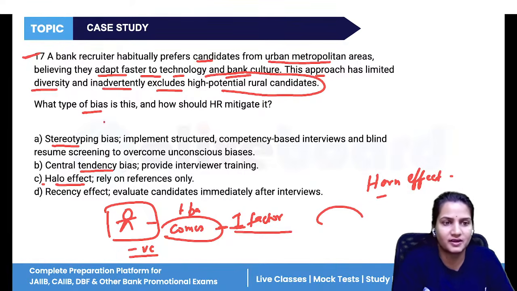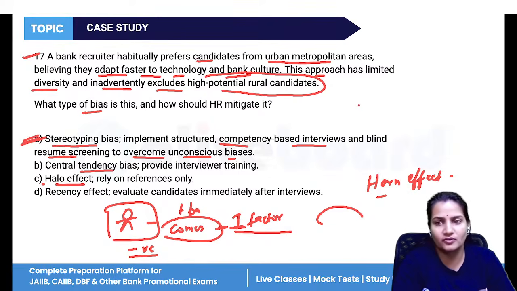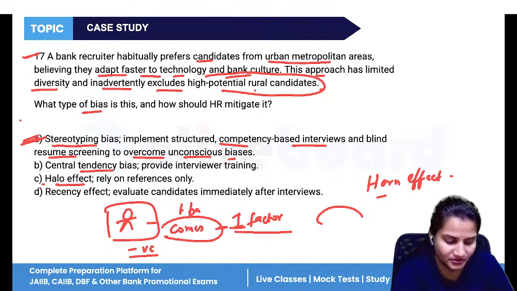Now, which type of bias is this? It's stereotype bias. You are thinking that the rural area people are not that good. They have less potential as compared to the urban people. Competency-based interviews and blind resume training help overcome unconscious bias, assuming that urban people have more caliber and rural candidates have less caliber. So option A.